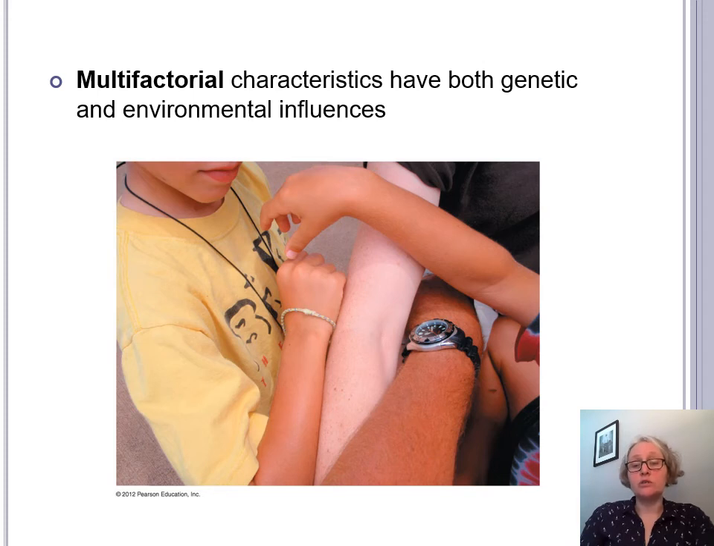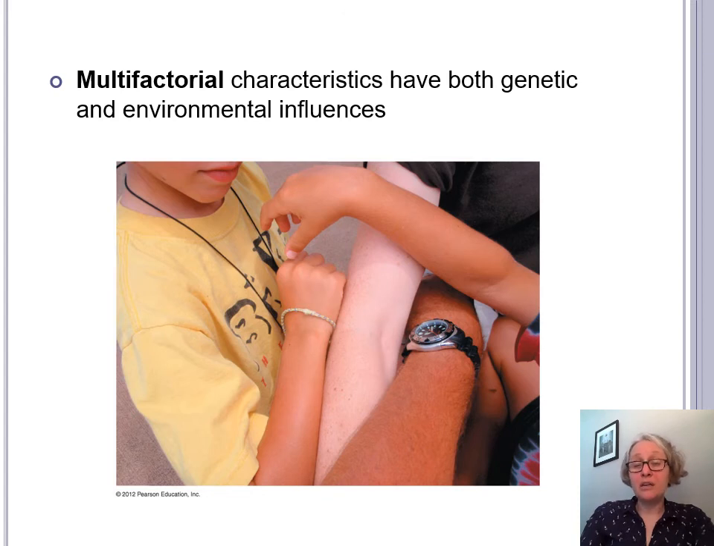Multifactorial characteristics are those that have both genetic and environmental influences. This is the arms of your textbook author and then her husband and her kids. If we just think about this from an environmental standpoint, why is mom so pale and the kids are tanner? Well, I bet the kids still go to recess, and I bet mom's inside at work all day. So we're not talking about genes, we're just talking about the environment.